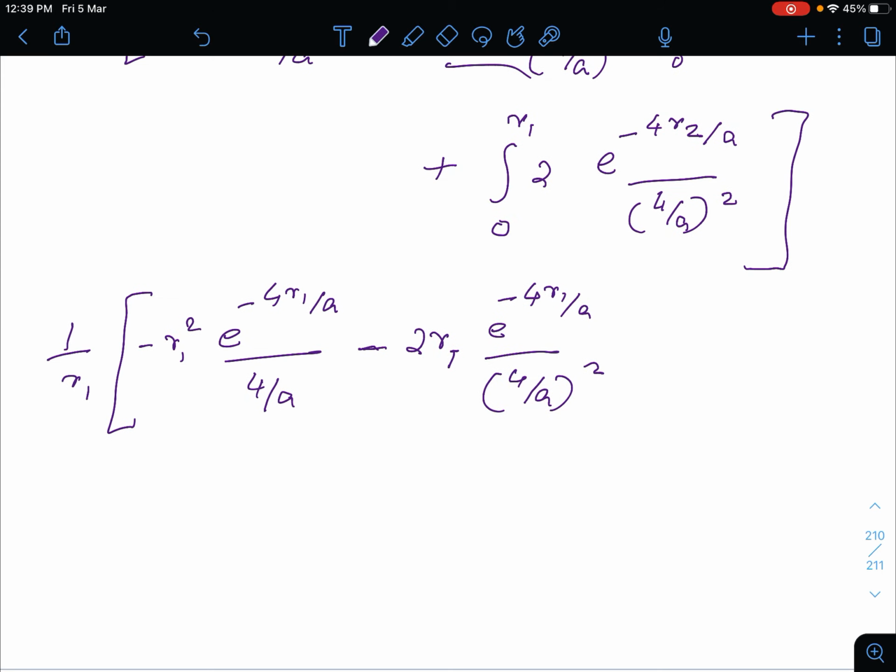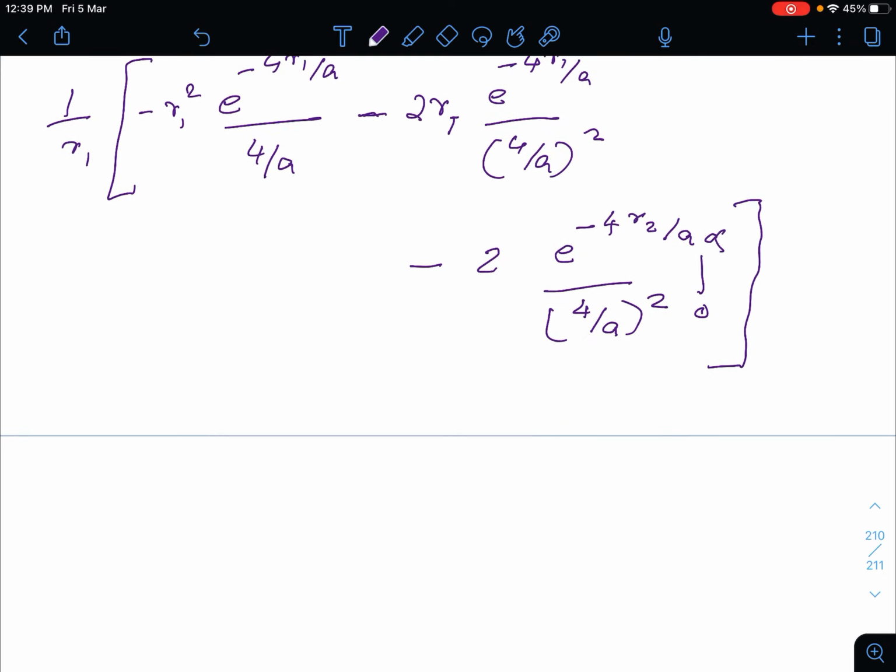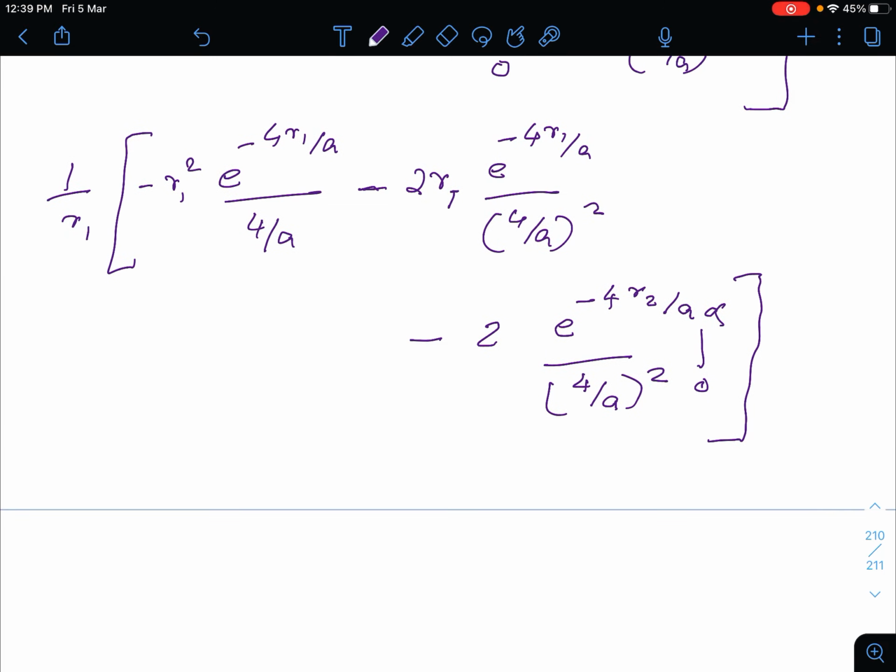So let's calculate this integral again. So that is 2 e raised to minus 4 r2 by a divided by 4 by a, so it becomes minus whole square. Clear? So the limit would be 0 to infinity. So this is the first part of the integral.